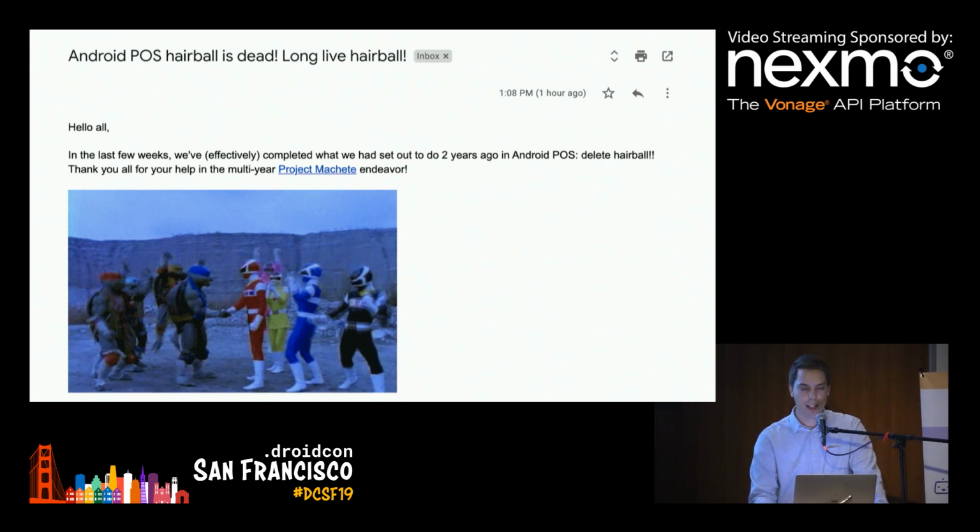But we are not done with this. Modularization is an ongoing process. We still have other smaller hairballs that we need to break up. So modularization never stops. But at the same time, it's also important to celebrate these moments and see what you achieved and when you reach milestones.